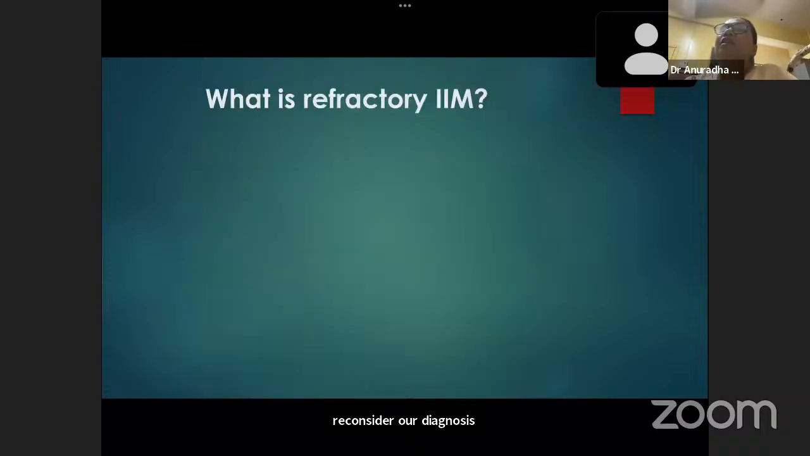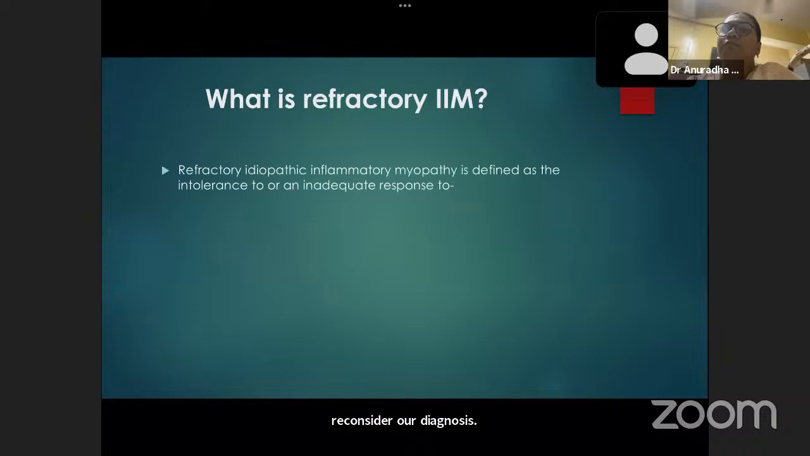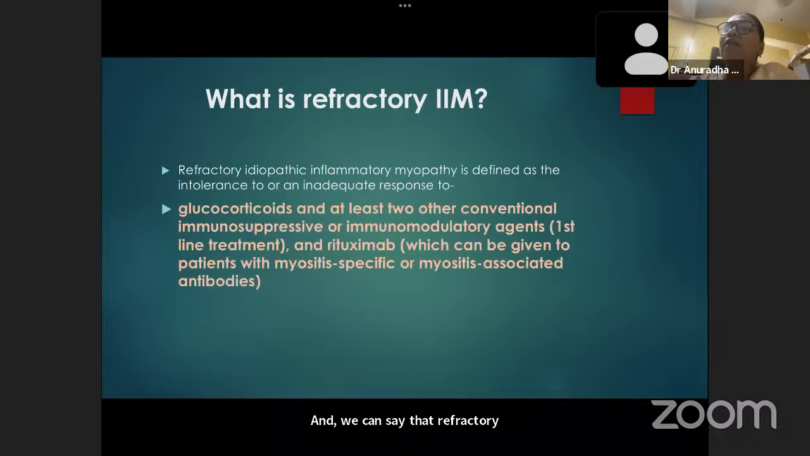Now, what is refractory inflammatory myopathy? There are several criteria given for it. We can say that refractory idiopathic inflammatory myopathy is defined as intolerance to or an inadequate response to glucocorticoids and at least 2 other conventional immunosuppressive or immunomodulatory agents, that is the first line treatment, and rituximab, which can be given to patients with myositis specific or myositis associated antibodies.